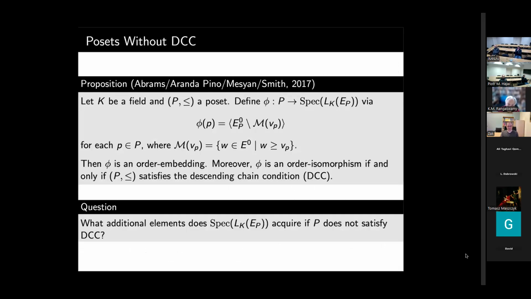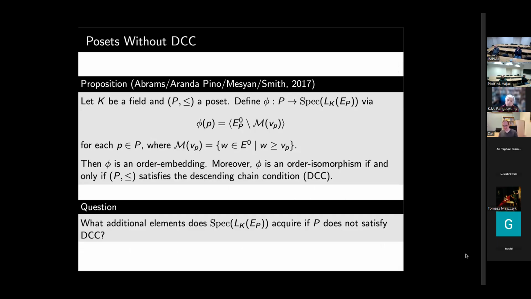Okay, so here it is. Now we understand completely what happens with partially ordered sets that satisfy the descending chain condition. We can realize them as prime spectra of Leavitt path algebras. And the interesting question becomes: what happens if you start with a partially ordered set that doesn't satisfy DCC?